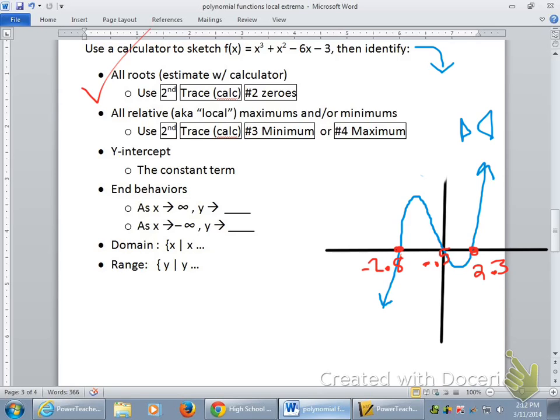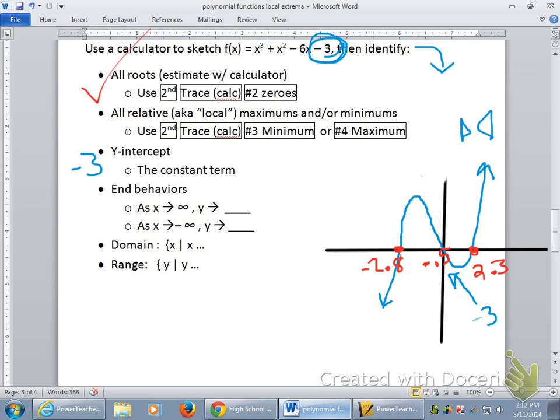Y-intercept. Okay, we want to skip to y-intercept? That's fine. What's the y-intercept? -3. Okay, up here's the y-intercept. So that's going to be -3. So just go to your graph and find -3. I do not have a very good graph. It should have crossed down here at -3.